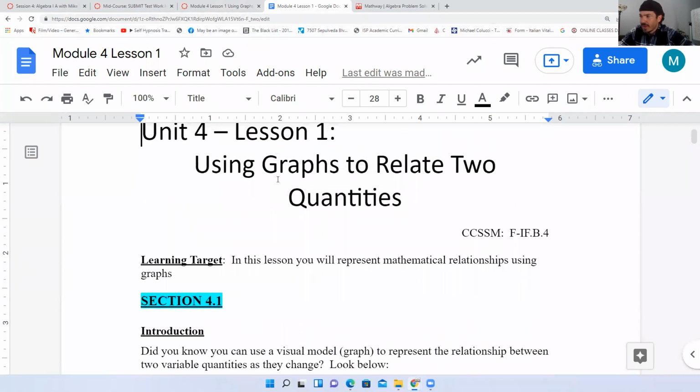Okay, using graphs to relate to quantities. A quantity is a number, and generally we refer to quantity as how much, right? In Italian, it's quanto. It's related to the word quantity somehow.